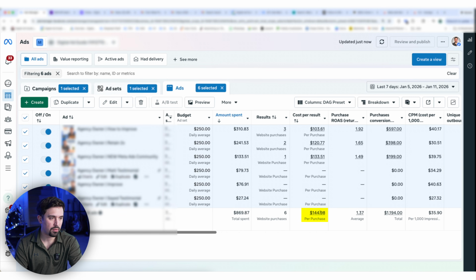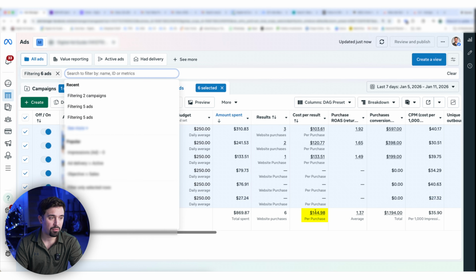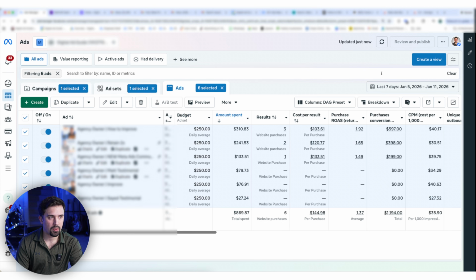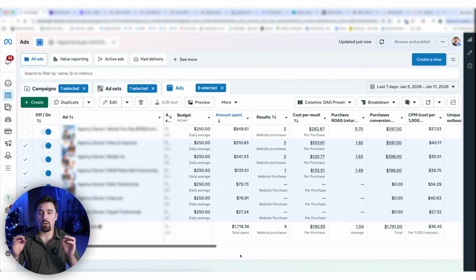144. See that? 144. And my ROAS went up to a 1.37. So in theory, I would go from a 190 CPA and a 1.04 ROAS to a 144 and a 1.37. That's a pretty substantial drop in CPA in theory. Okay. But now, we live in reality. So what we have to think about now, what is the risk reward here?